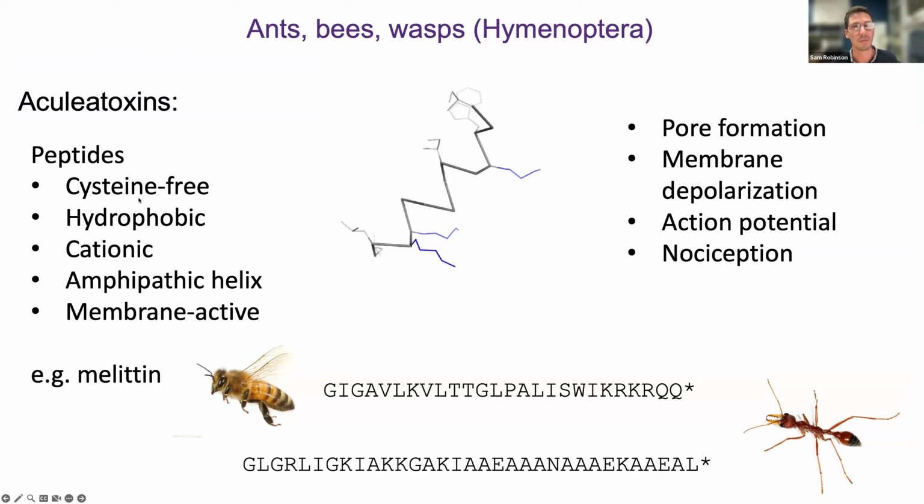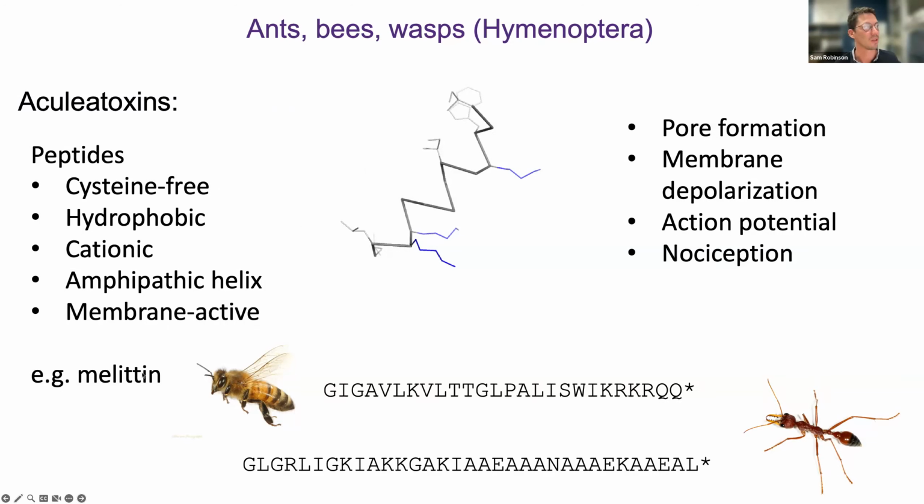These peptides are cysteine-free or have very few cysteines. They're often quite hydrophobic, but also have cationic residues, and that allows them to form these amphipathic alpha helices. So you see here the hydrophobic residues on one side of the helix and the cationic residues on the other. And this makes them membrane active.